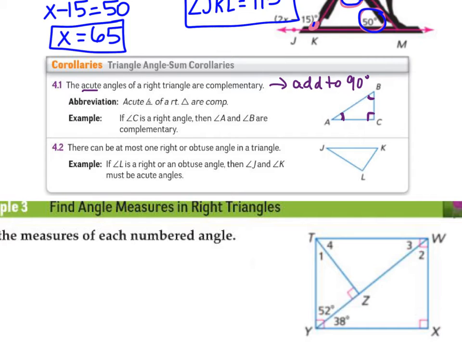Corollary 4.2 states that there can be at most one right or obtuse angle in a triangle. Okay, that's important. Only one in a triangle. Because remember, a right angle is 90 degrees. Obtuse is larger than 90. For example, if L right here is right or obtuse, J and K have to be acute. And remember, acute is less than 90.